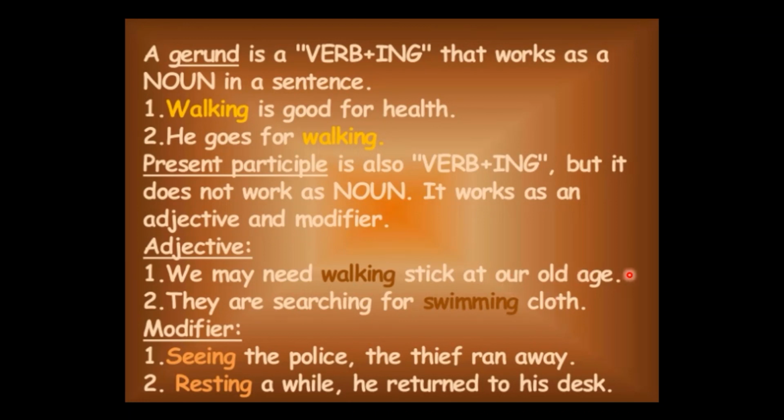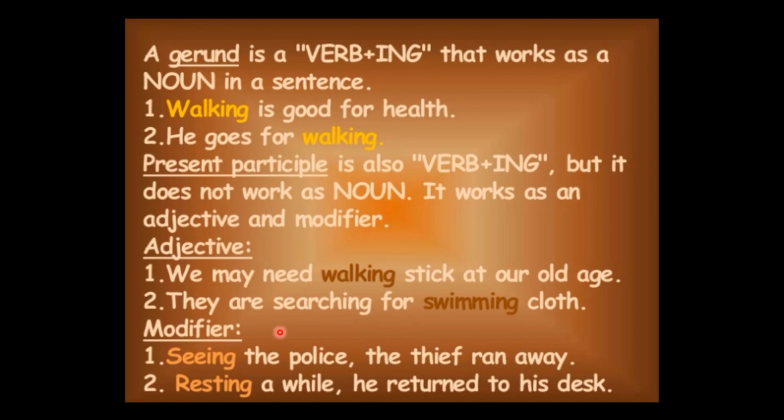As I told you, to confirm whether it is a noun, you make a question of what, and to confirm whether it is an adjective, you make a question of which. So we may need a stick. Which stick? Walking stick. They are searching for swimming cloth. Which cloth? Swimming cloth. So here these are used as adjectives. These are present participles used as adjectives.